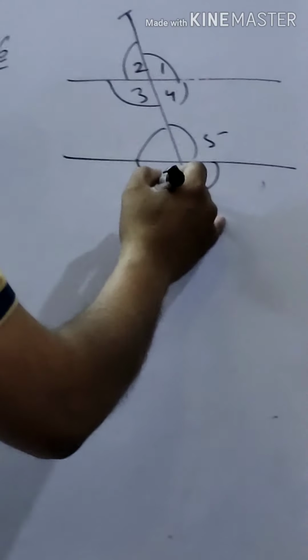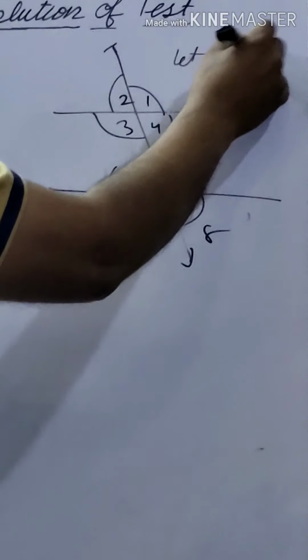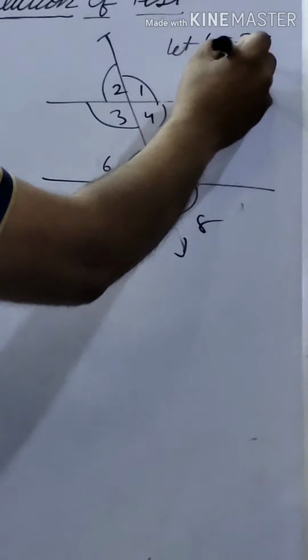This is angle 1, angle 2, this is angle 3, this 4, and this is 5, 6, 7, 8. And then he is giving, if angles 1 and 2 are in the ratio 3:2. Clear this? Let angle 1 be 3x and angle 2 be 2x.